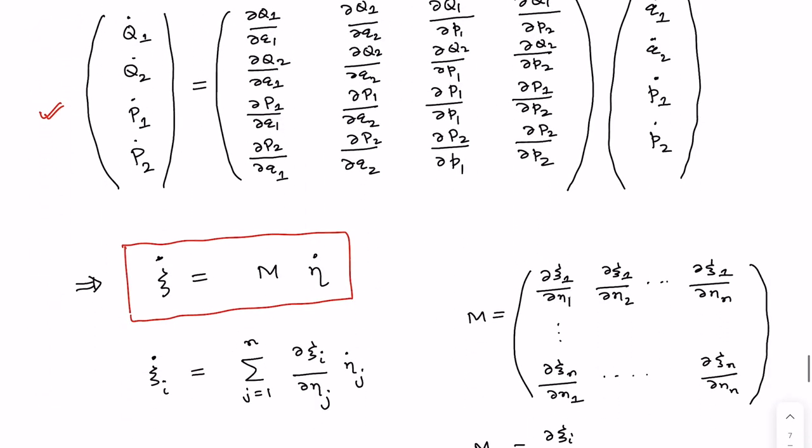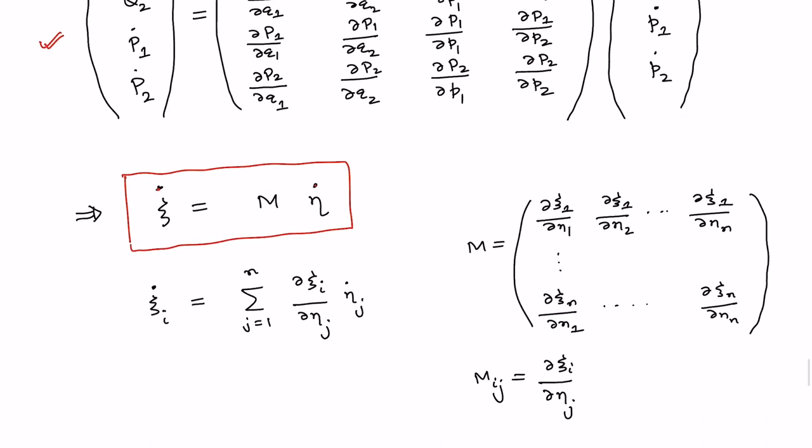So then I have xi dot is equal to M eta dot. This is the connection between my new set of variables xi and the old set of variables eta. And M is the matrix that gives me the connection between the old variable and the new variable. Now if I pick any ith variable, xi i dot, I can write this equation. And here this M I can also write in this form in terms of xi and eta.